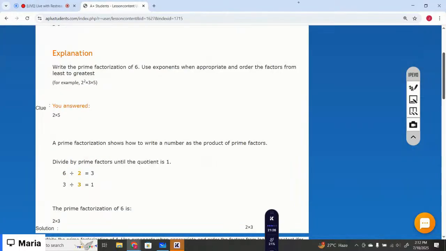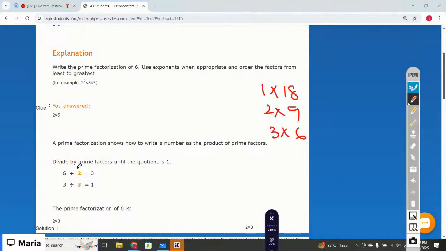We need to divide the number by the smallest prime number every time until we have the answer 1, right? It would be 6 divided by 2, starting with 6. The smallest prime number that can divide 6 is 2. So 6 divided by 2 is 3. And then 3 divided by 3 is 1. So we have to divide until we have the answer 1. So basically the numbers you are dividing with are the prime factors. So they are 2 times 3.